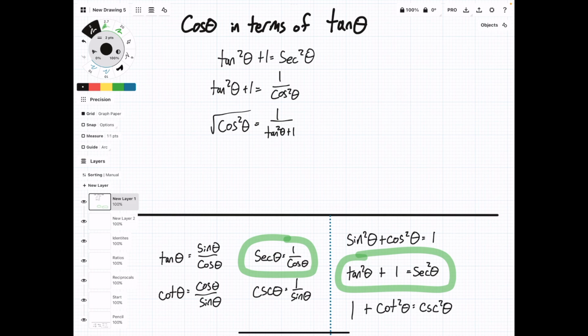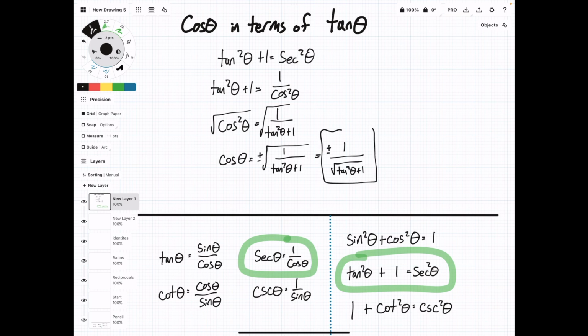Then we're going to take the square root of each side. So we get cosine theta is equal to plus or minus the square root of 1 over tangent squared theta plus 1. Then we can rewrite this by breaking up the square root into plus or minus. This is just going to be 1 on top over the square root of tangent squared theta plus 1. And this is our answer.